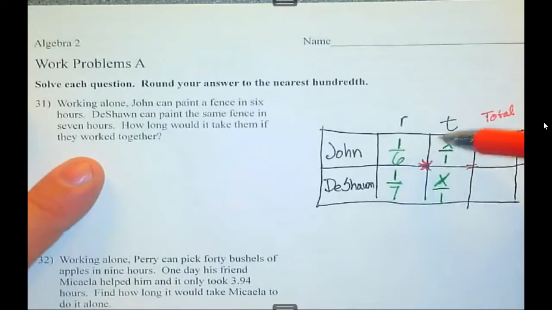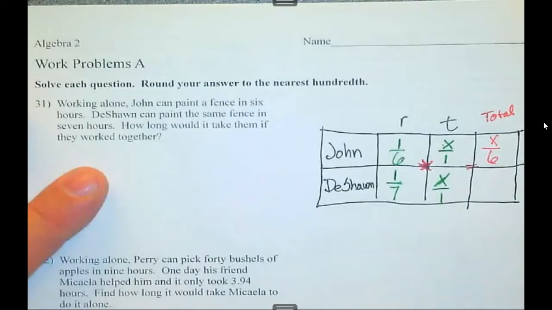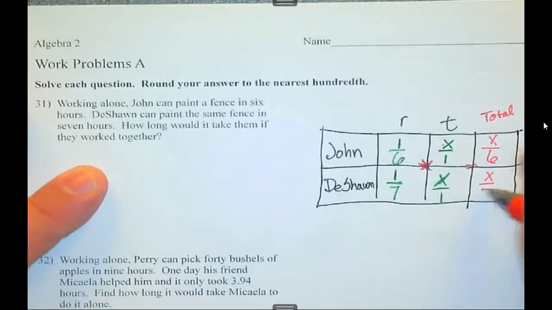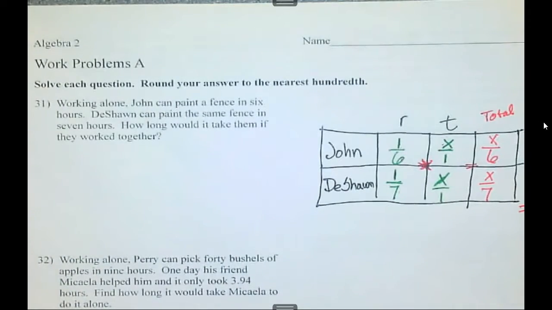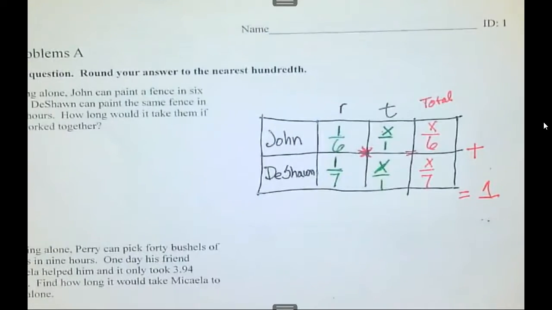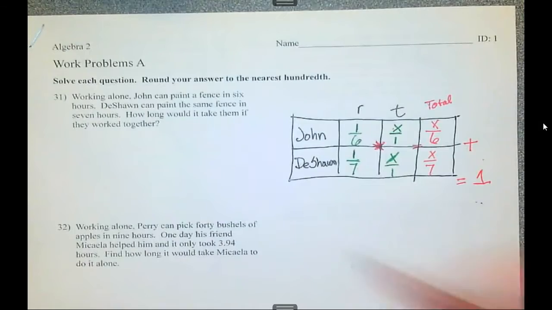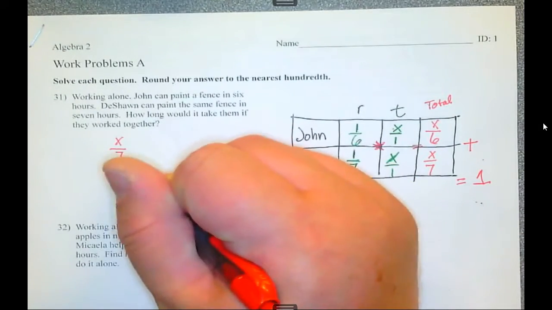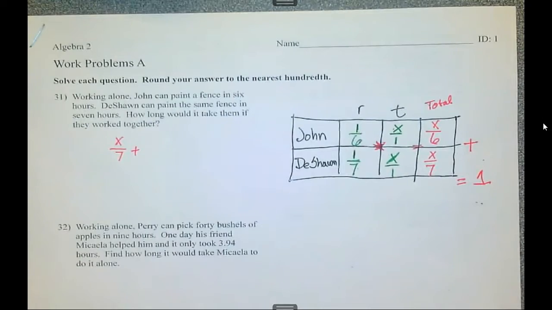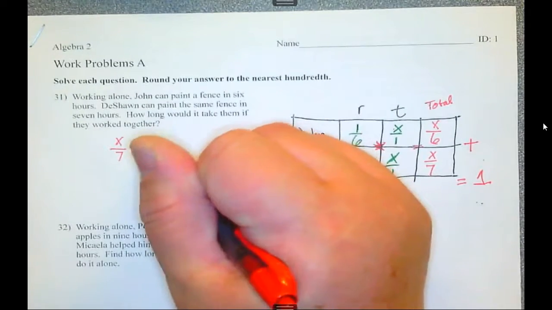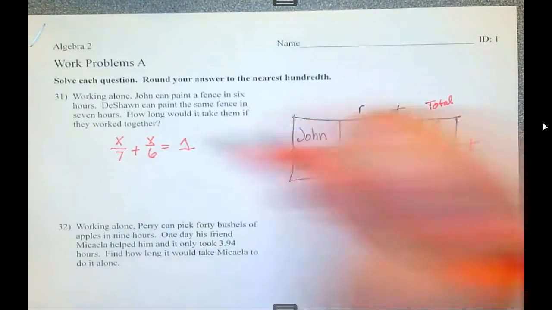So this is total. So I have 1/6 times x over 1 gives me x over 6. 1/7 times x over 1 gives me x over 7. And if they work together, I'm going to add them, that's going to equal the job, right? So x over 7 plus x over 6, that's going to equal my job.